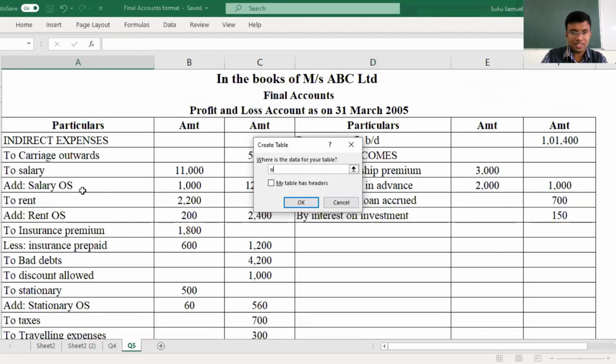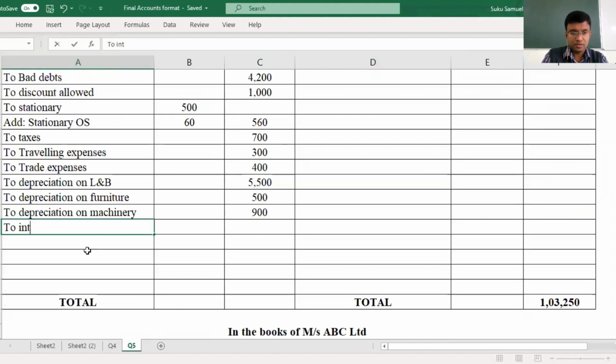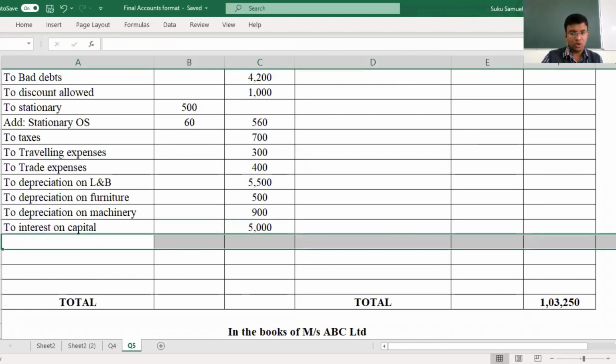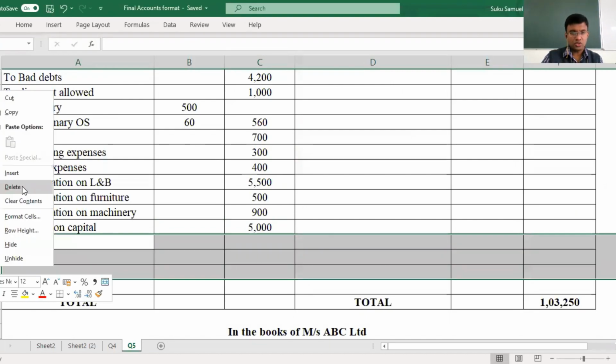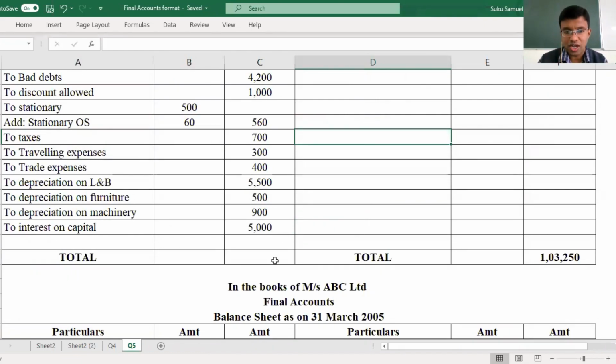Then we have one more item, which is interest on capital. Interest on capital is an expense, and that we have to consider on the debit side. Interest on capital will be calculated at 5%, and then 5% of capital, which is 1 lakh. 5% of 1 lakh is 5,000. So that has been calculated, and let's try and balance the debit side and the credit side.